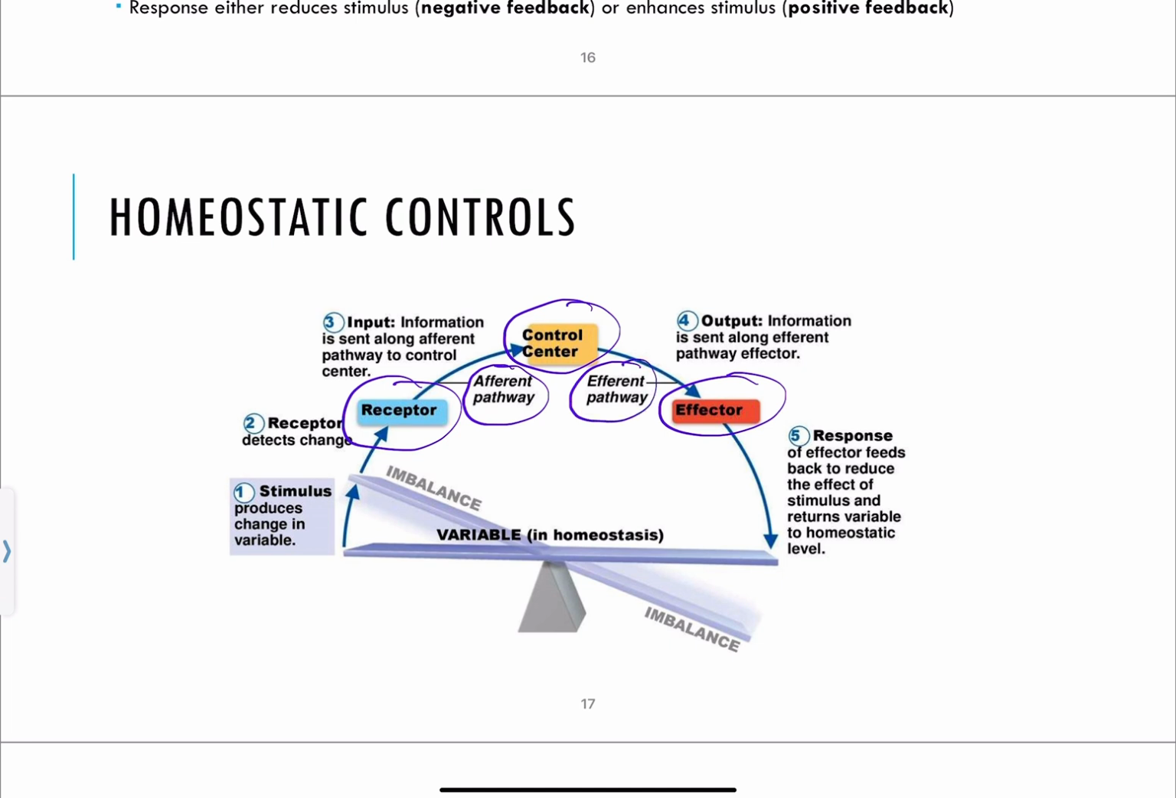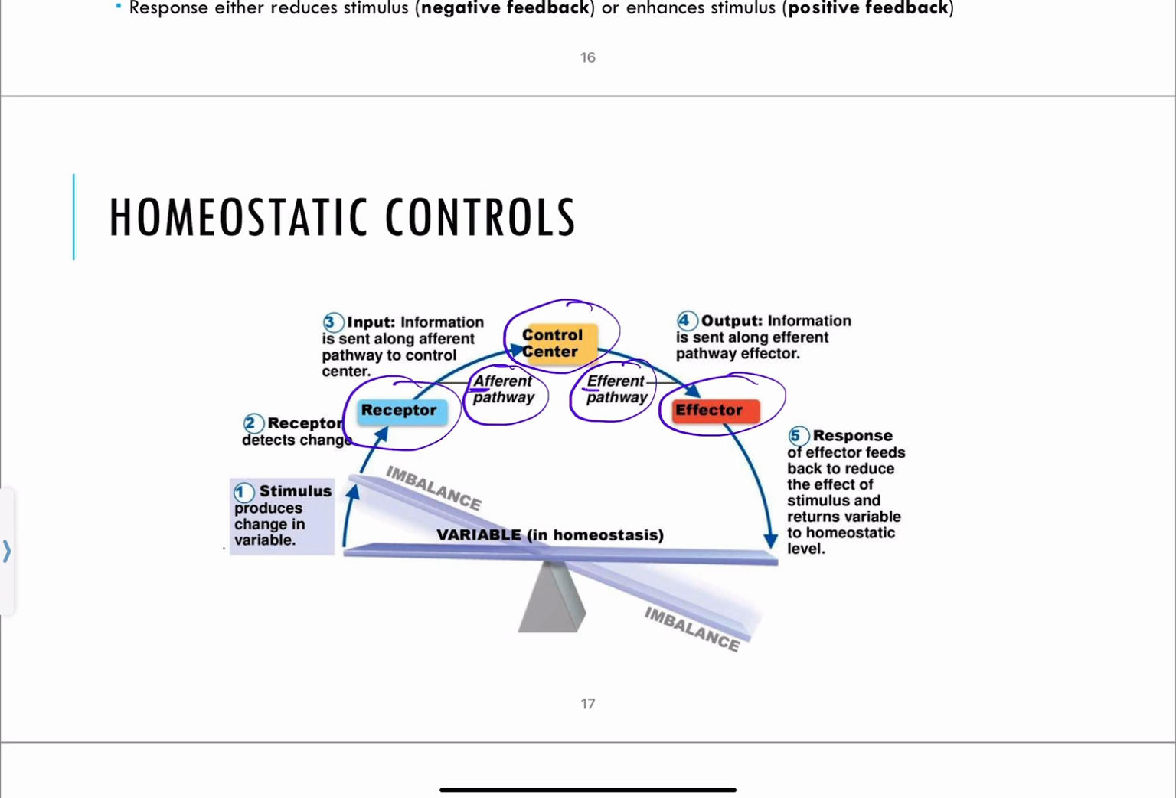These terms are not just used for homeostatic controls. You'll see afferent pathways referring to connections to different things, but an afferent pathway is basically one that is approaching, and in this case it's approaching the control center. The efferent pathway is exiting. So that's how you can keep them from getting confused: exiting is E, approaching is going to be A.